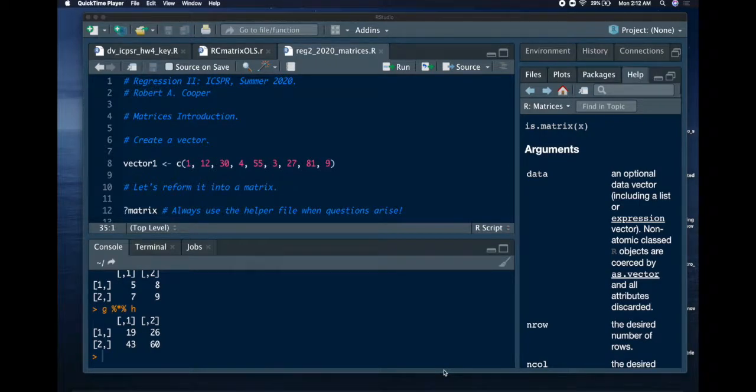Robert Cooper here for Regression 2, ICPSR. I'm going to do an introduction to matrices. We're going to do some basic stuff with matrices in this first video.